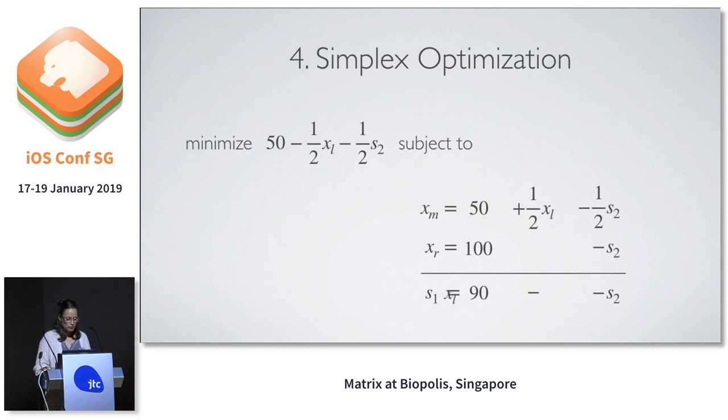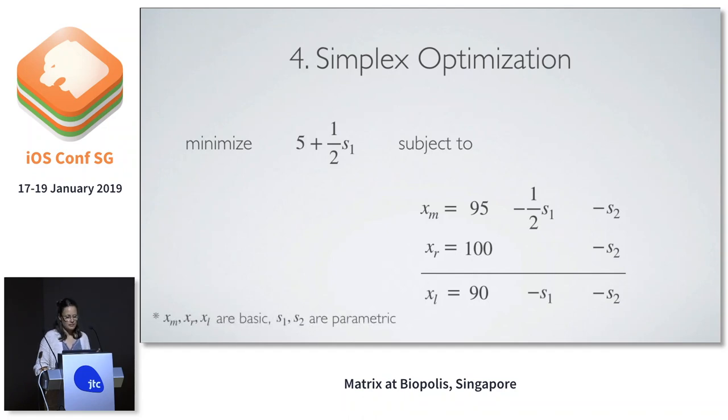So what we are going to do is swap out XL with S1 because this is the pivoting step. And so what we are going to do next is substitute XL back in, because it showed up in XM and also shows up in the objective function, so we get finally something simple. And this makes XL basic. So we are in a basic feasible solved form, and now we can get to our optimum solution, which is, if we substitute things back in, we'll see it's a 5.